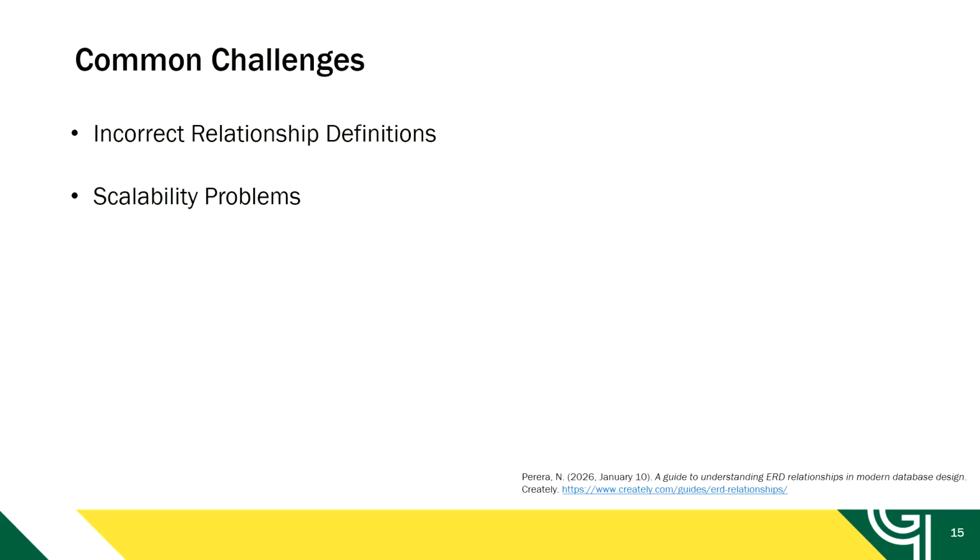When you're building an ERD, two of the biggest trouble spots are incorrect relationship definitions and scalability problems. Let's look at our order and test entities from our lab ordering system example. Say that we make a one-to-many relationship between order and test. So an order can contain many tests, but a test can only belong to one order.